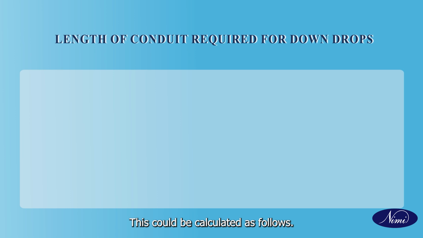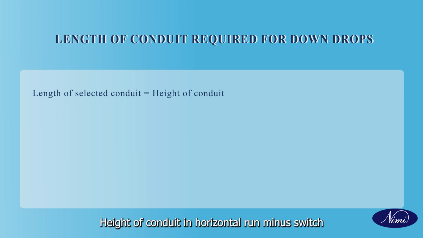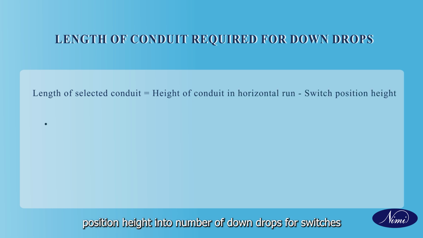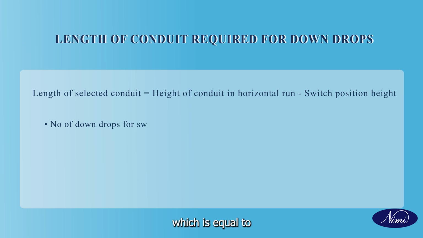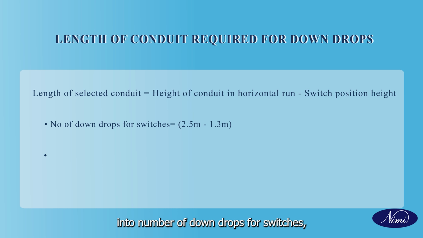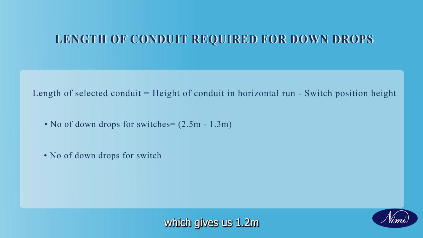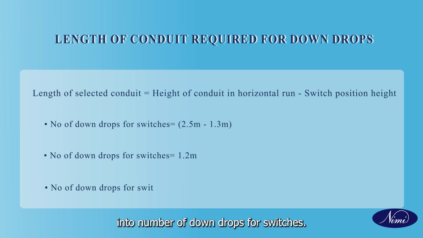Length of conduit required for down drops. This could be calculated as follows. Length of selected conduit is equal to height of conduit in horizontal run minus switch position height into number of down drops for switches, which is equal to 2.5 meter minus 1.3 meter into number of down drops for switches, which gives us 1.2 meter into number of down drops for switches.